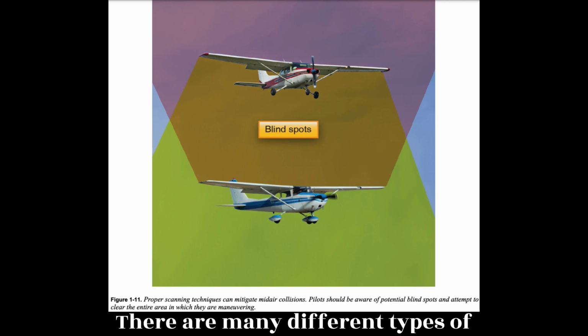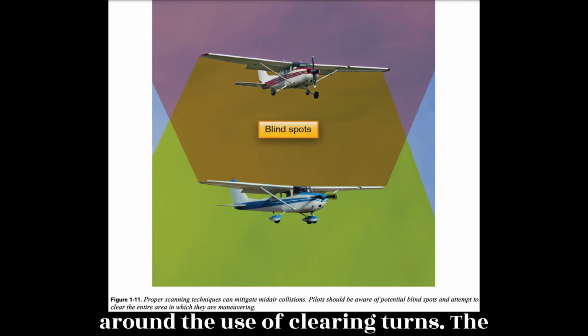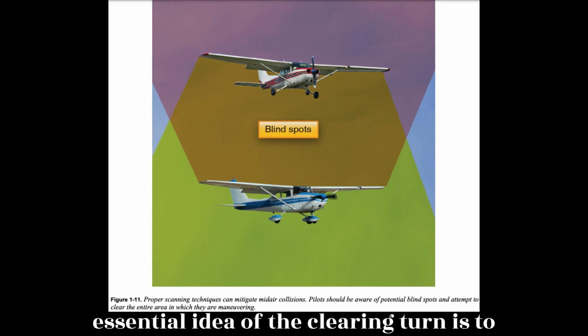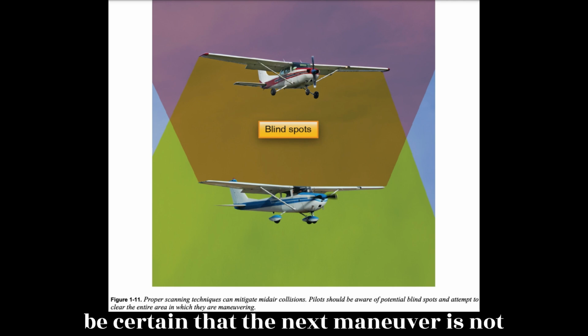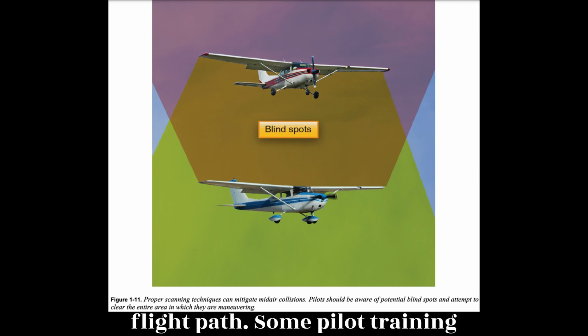There are many different types of clearing procedures. Most are centered around the use of clearing turns. The essential idea of the clearing turn is to be certain that the next maneuver is not going to proceed into another aircraft's flight path.